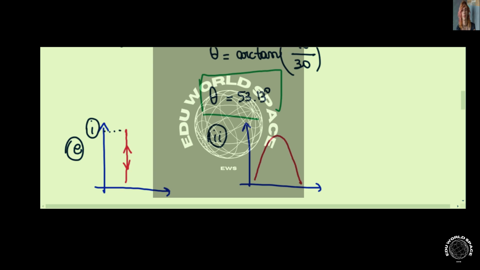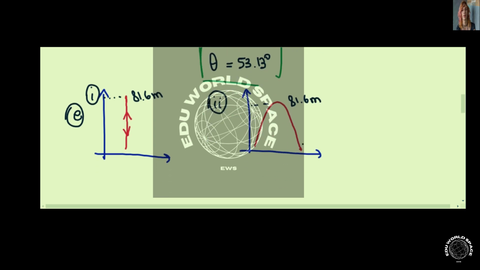Okay, the maximum height is always 81.6 meters. And the range in the second case is 244.8 meters. And this is the conclusion of our exercise.